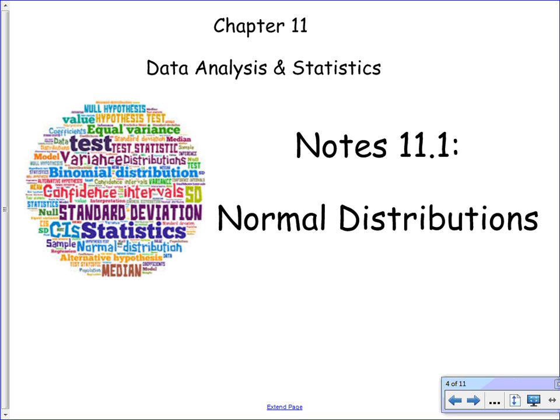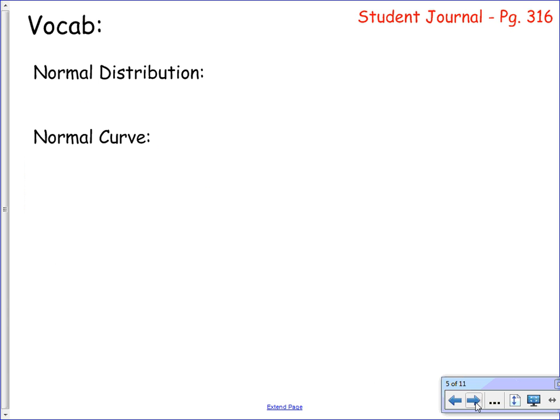Just a couple terms in vocab, and we won't hit all of the vocab because some of the vocab we'll be using next week. So I believe this is on page 316 of your student journal. There's 4 vocabulary words, and we're going to write down vocab for normal distribution and normal curve.